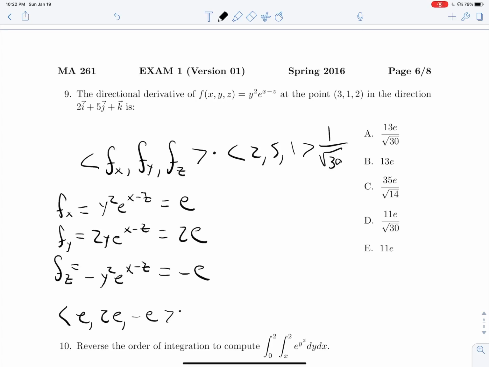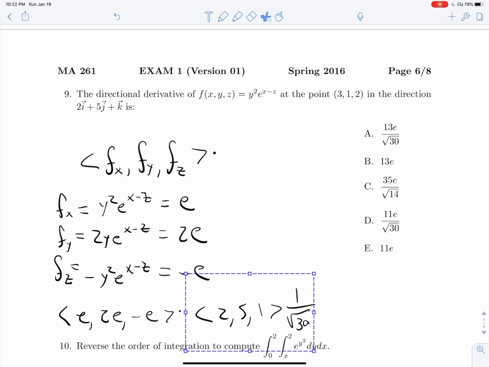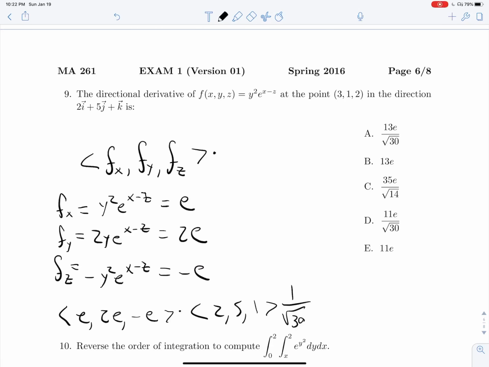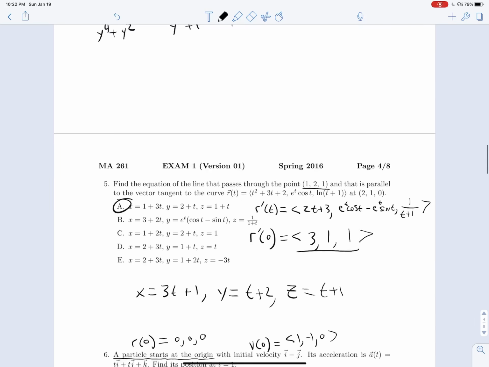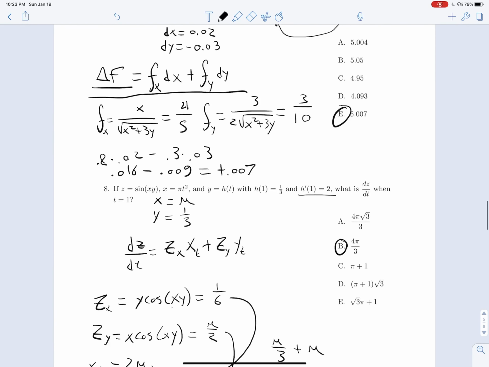So let's bring that over. In fact, I can grab it and move it. I should do that more often in these videos. So we are all ready to solve. We're just going to get 2e plus 10e minus e, so 11e over root 30, like so. That's the answer for question 9. There we go.